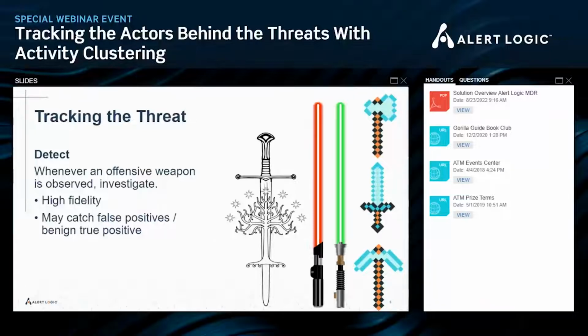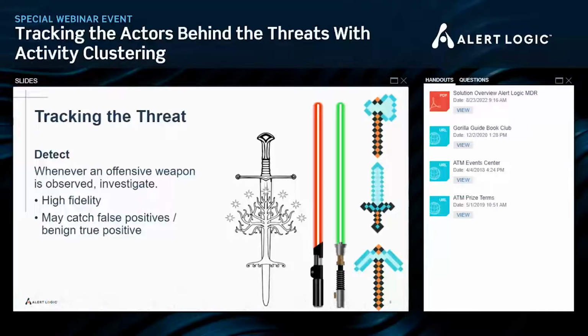And it's because it's high fidelity, meaning whenever an offensive weapon is observed, it's worthwhile investigating. There's normally no good reason to pull out a sword in your daily operations. But occasionally you might catch some false positives, or as Gareth would point out, the more accurate way of describing them is benign true positives, because you're still catching the weapon, which you're meant to catch. But whether it's being used for malicious purposes or not is kind of beside the point.